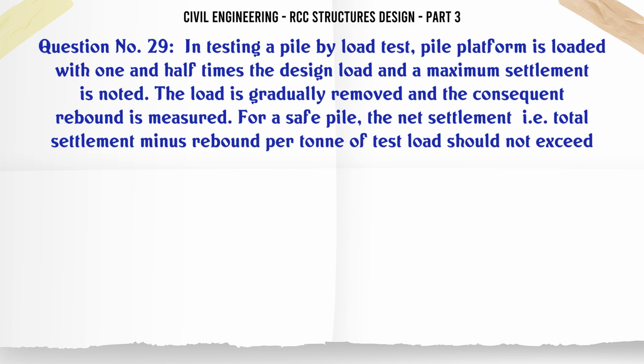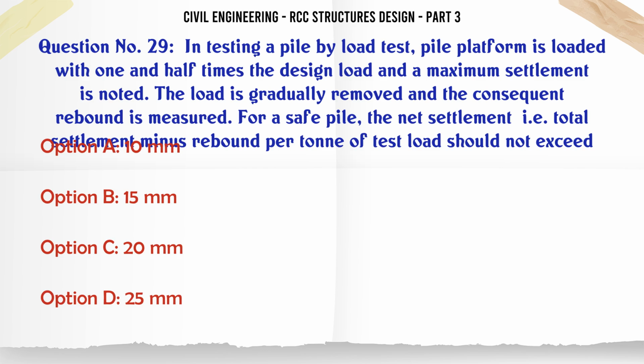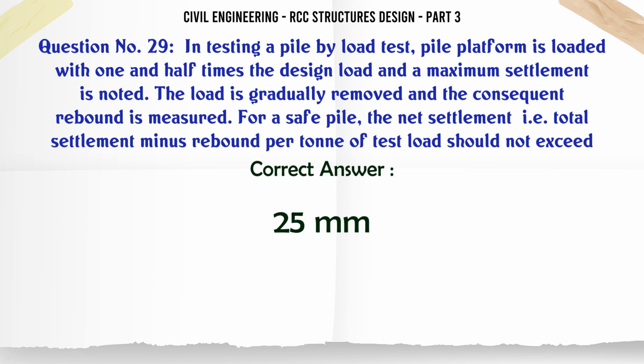In a pile load test, the test pile platform is loaded with 1.5 times the design load and a maximum settlement is noted. The load is gradually removed and the consequent rebound is measured. For a safe pile, the net settlement, i.e. total settlement minus rebound per ton of test load, should not exceed A. 10 mm, B. 15 mm, C. 20 mm, D. 25 mm. The correct answer is 25 mm.